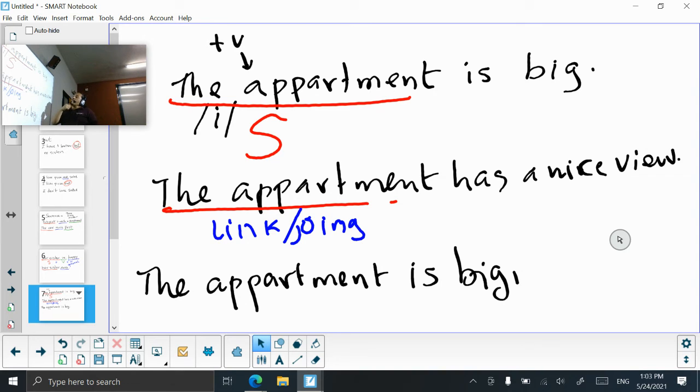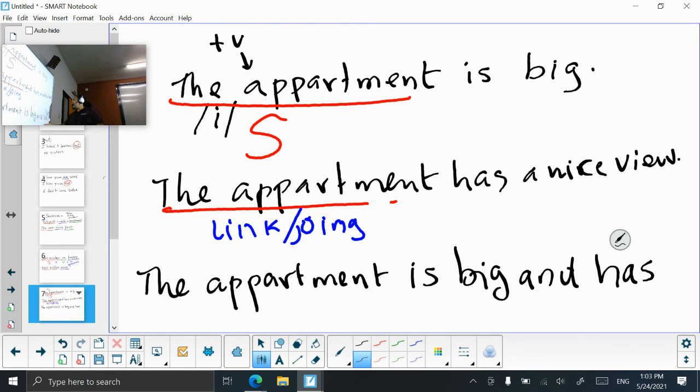Okay? We have the apartment has a nice view, and we have the apartment is big. We could also, this is additional information, we could also say the apartment is big and has a nice view.